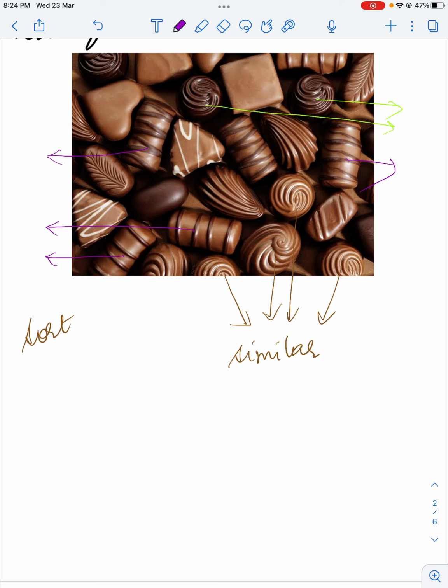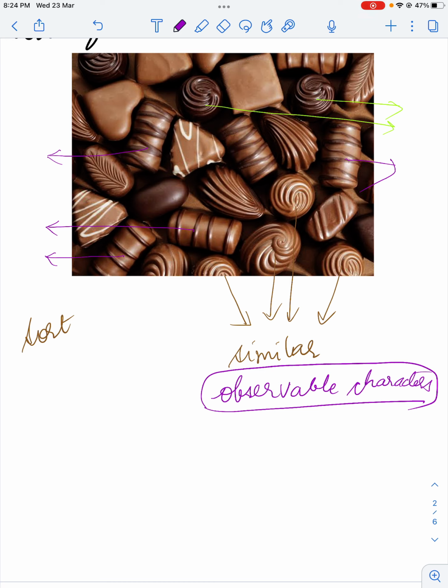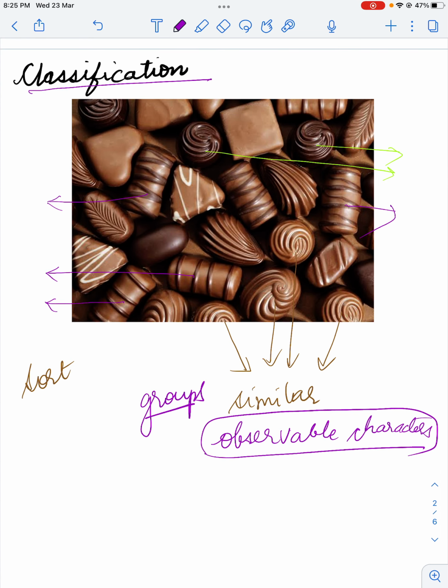And how did you get to know that they are to be placed in this group only? Because you have identified a few observable characters, right? I repeat, you have sorted this box full of chocolates which I would have given you into different groups based on some similar observable characters or similar characters which you can easily make out. This process is called classification.